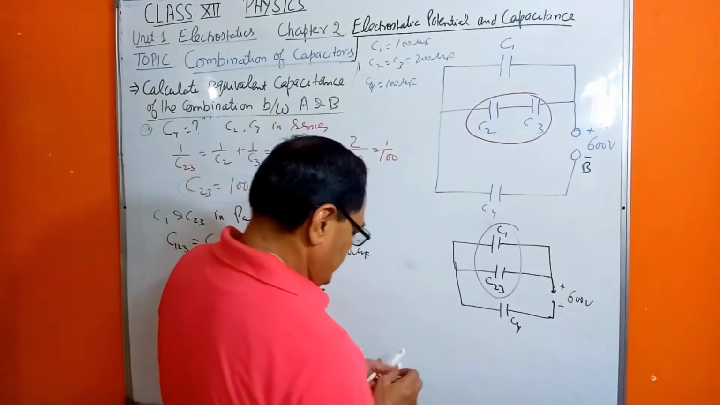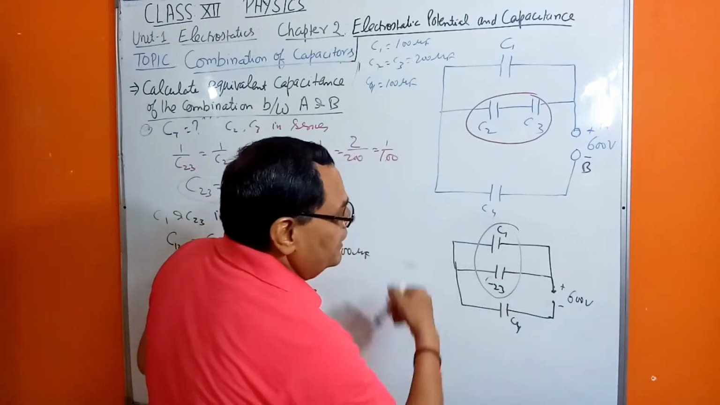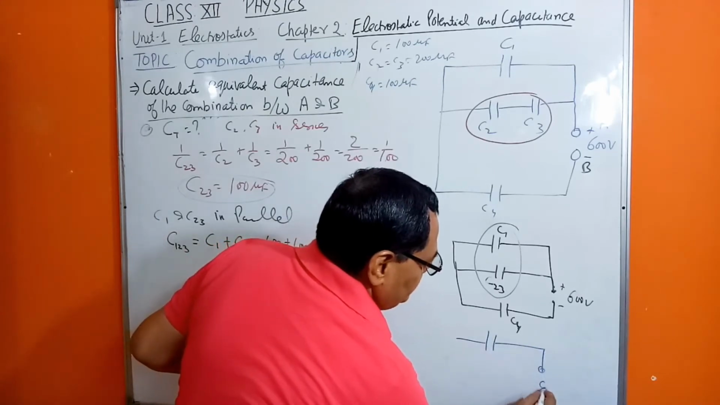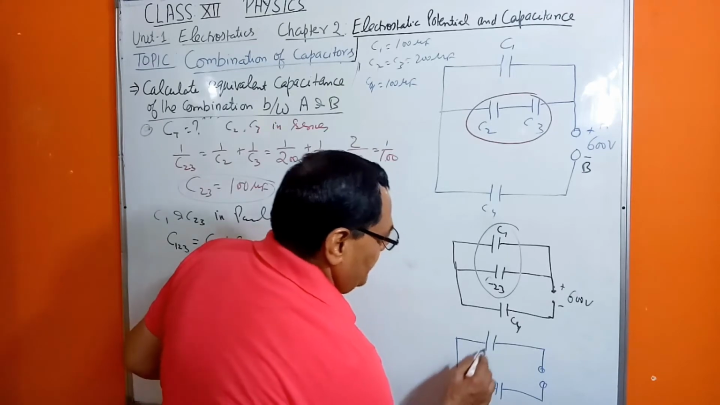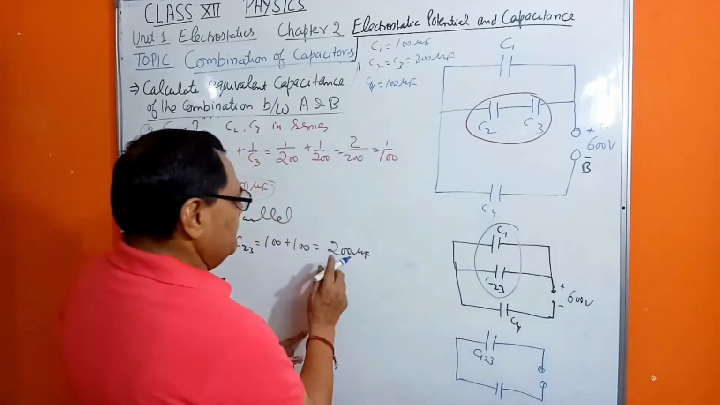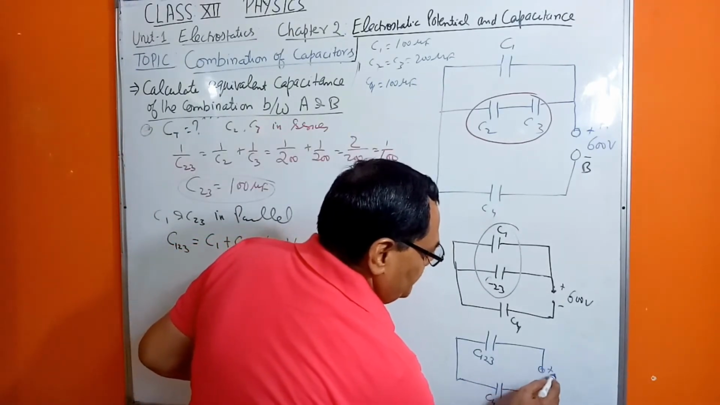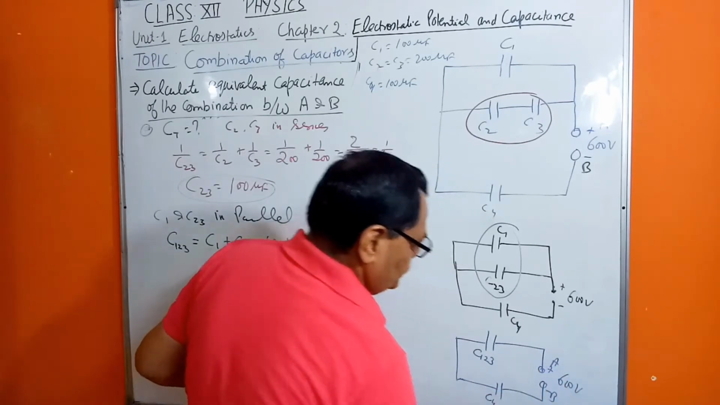So please redraw. If we redraw, because in place of these two there is another capacitor, finally it looks like this. Is it visible? Yes. So now this is C123, and its capacitance is 200, and here it is C4, with positive and negative 600 volt. Let's say A and B points.